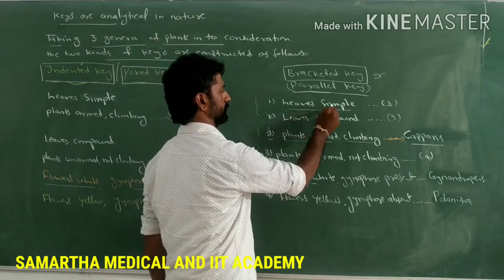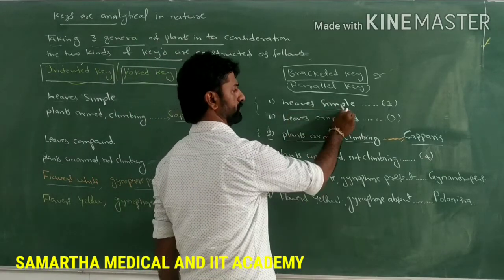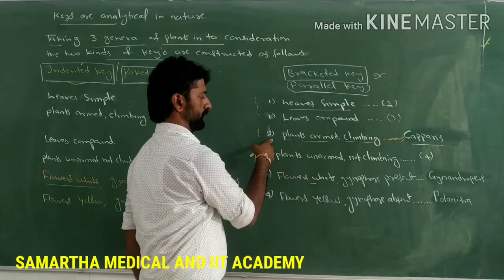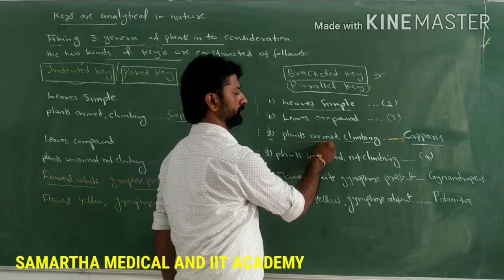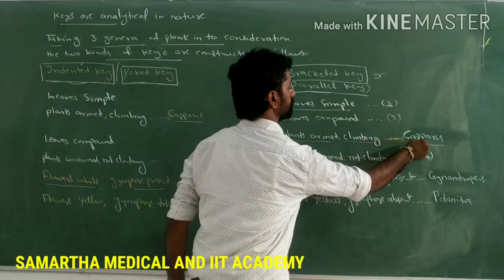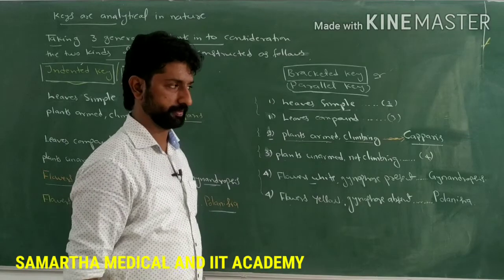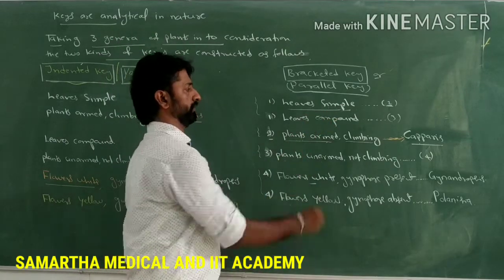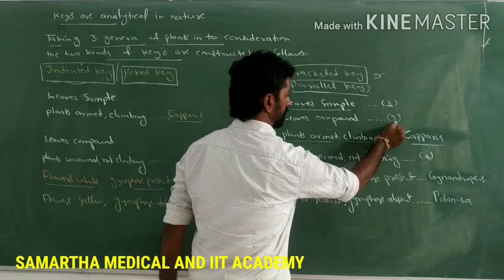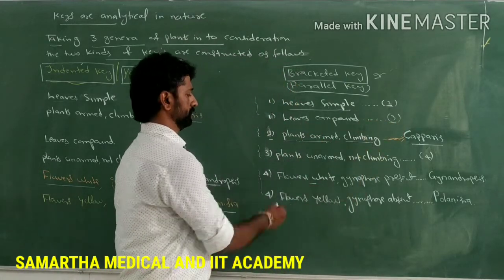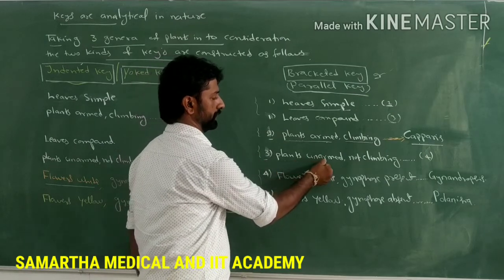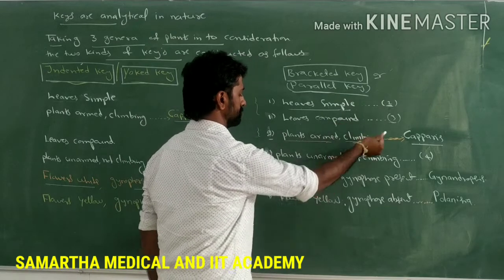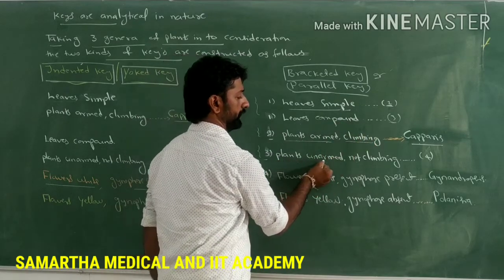Leaves are simple in that plant. If leaves are simple, what should I look for next? Go to the second one. What does the second one say here? Plants armed, climbing, then it directs to the genus Capparis. Similarly, instead of simple leaves, if the leaves are compound, then it directs us to look for the third one. What does the third one say here? Plants unarmed, not climbing. So if leaves are compound, the plants will be unarmed and not climbing.